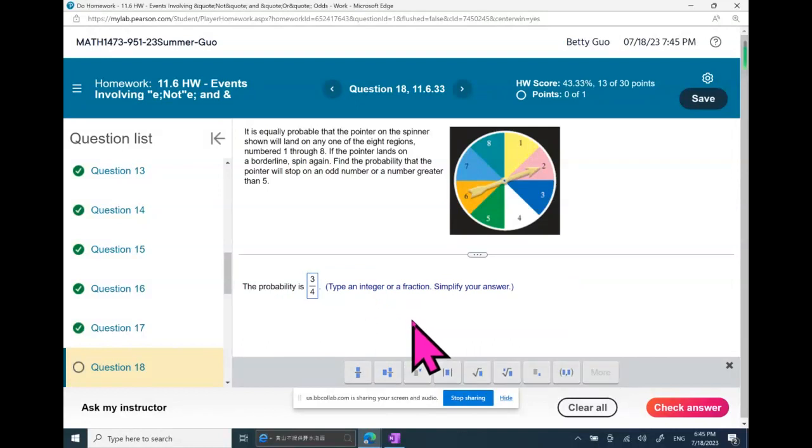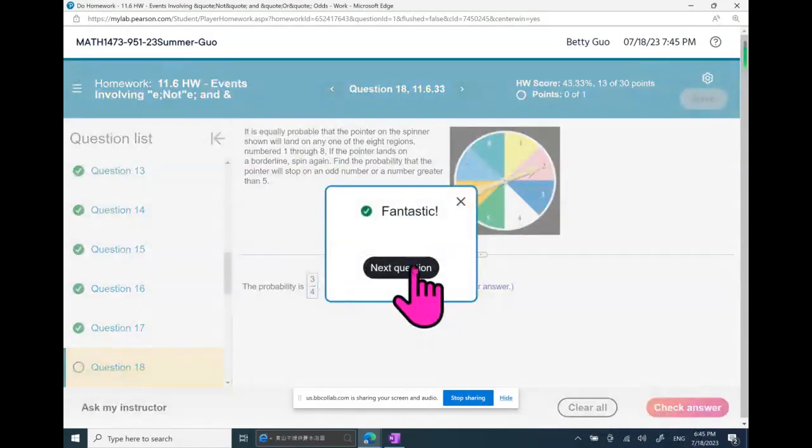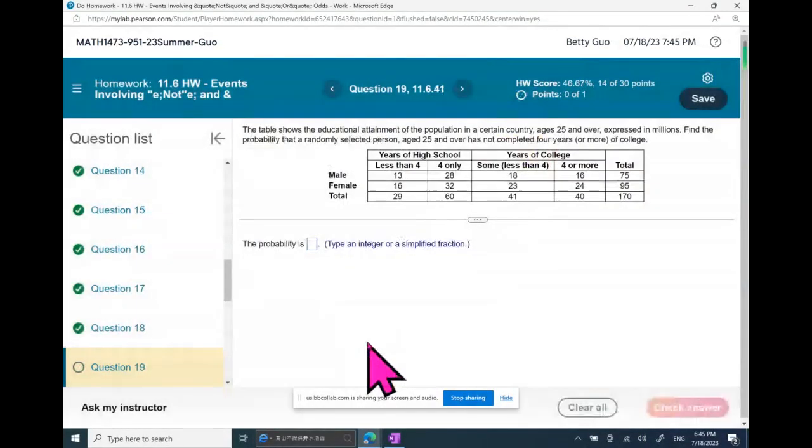And erase those. 3 over 4. Okay, so this one is empirical. When you see something like that, you know it's empirical, right? Male, female, high school only, not even high school, some college, and college or more, right? So let's see what we are looking for.